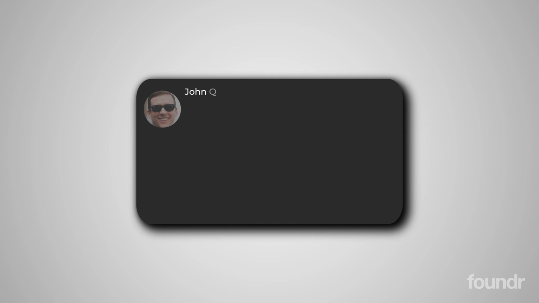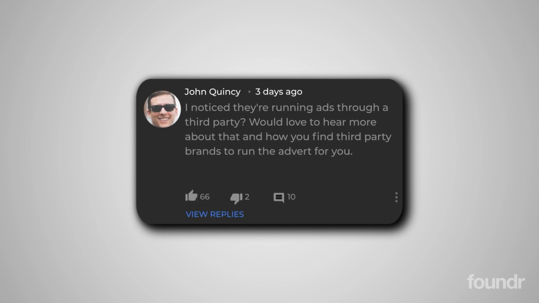Question number 2. I noticed you're running ads through a third party. For example, that UGC advert was being advertised by Modern Products instead of Extra. Would love to hear more about that and how you find third-party brands to run the advert for you.